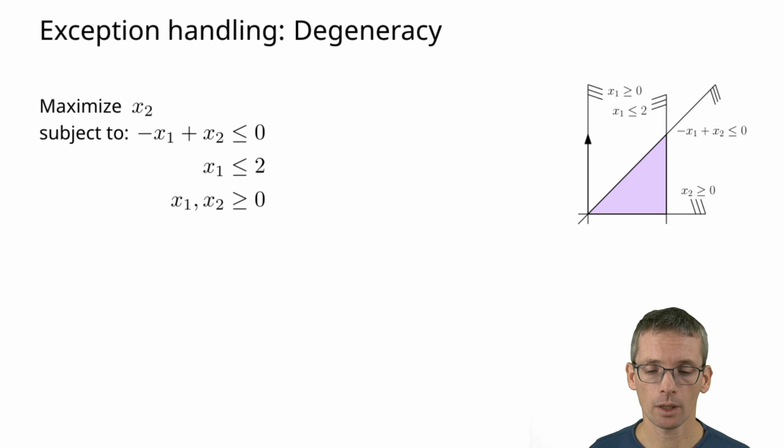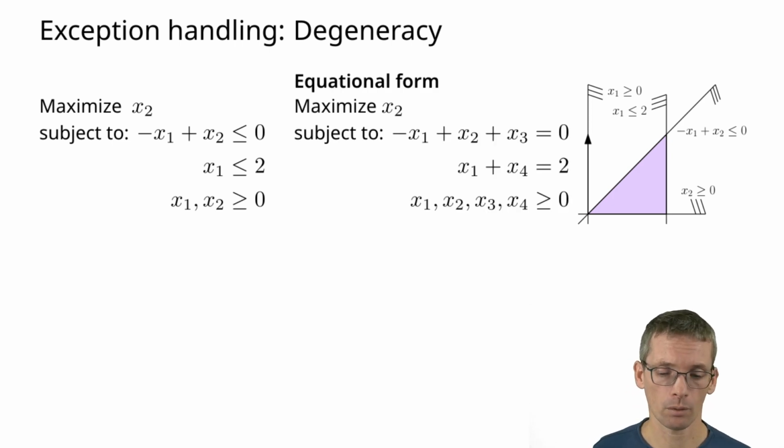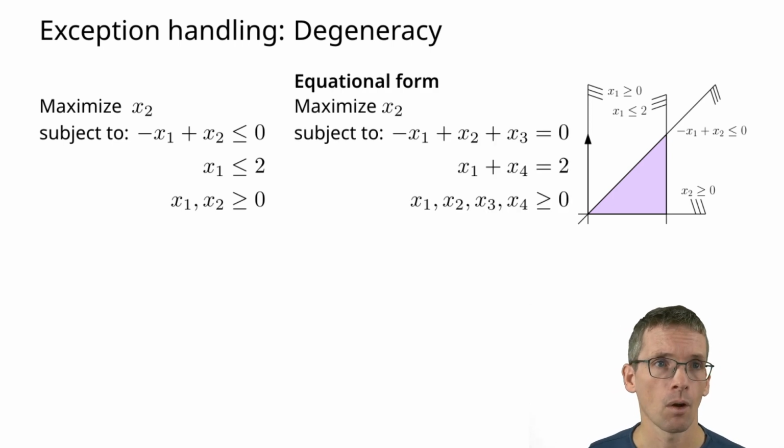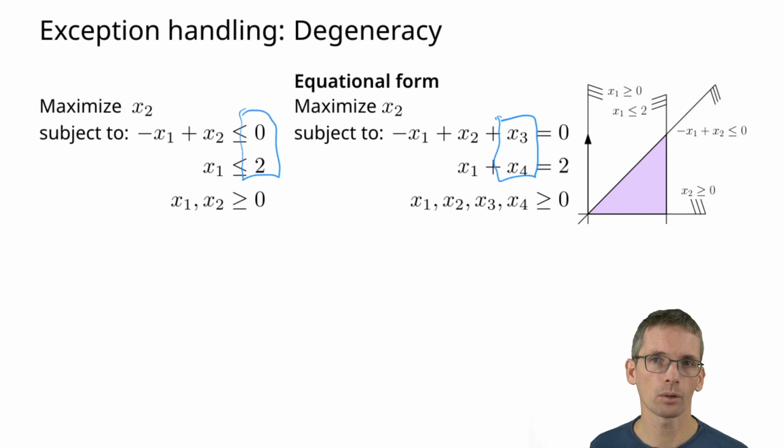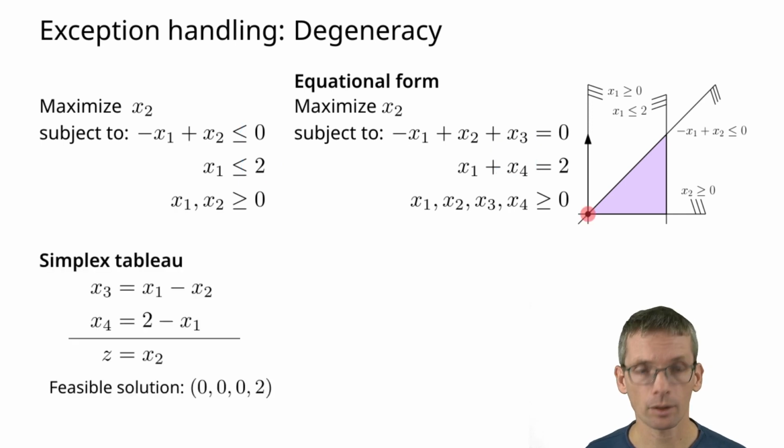The next special case are so-called degeneracies, and for that we're going to take a look at the following linear program, which of course we first write in equational form by using slack variables. Again, we can use our slack variables as a basis, because here those values luckily are non-negative. This gives me the following simplex tableau.